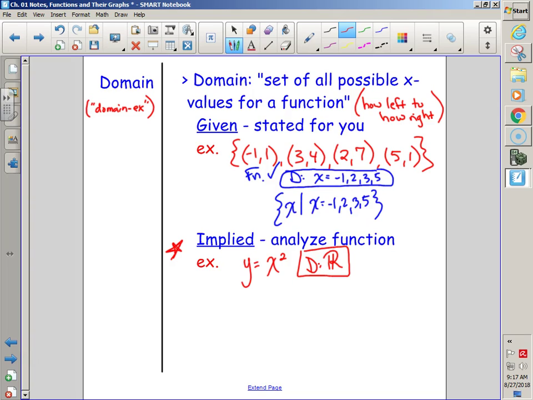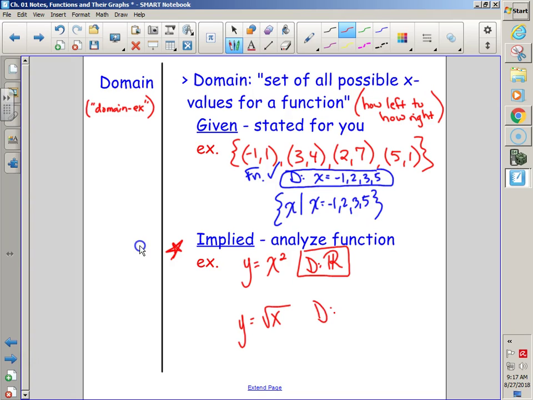The parabola goes forever left, forever right. I mean, it goes up high, but it's going to keep on expanding. And if you look at the function itself, I can plug in negatives, I can plug in 0, I can plug in positives. Now what changes as soon as I say y is equal to the square root of x?